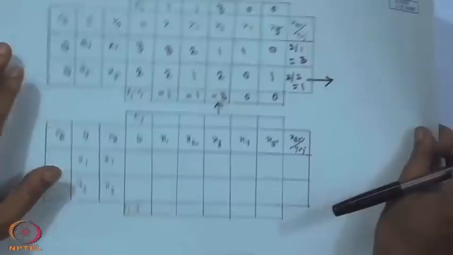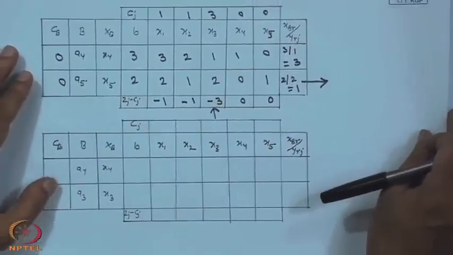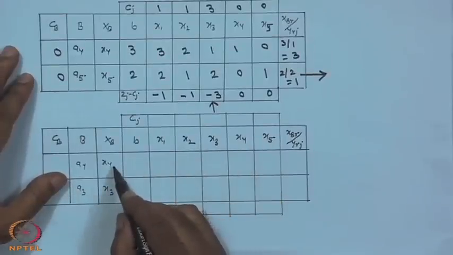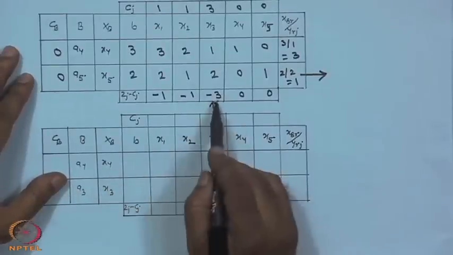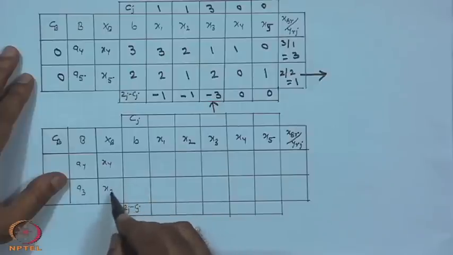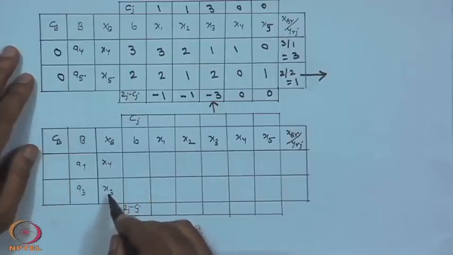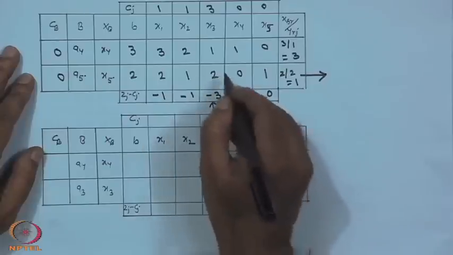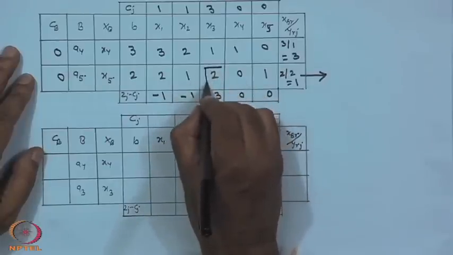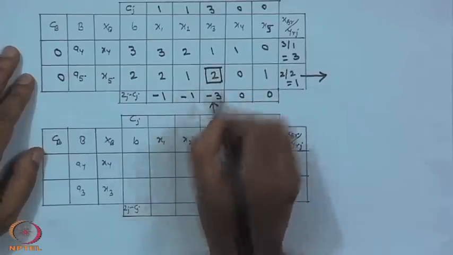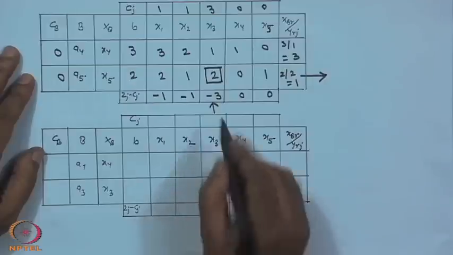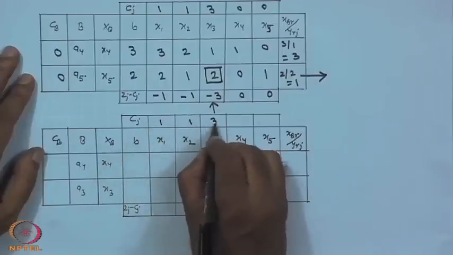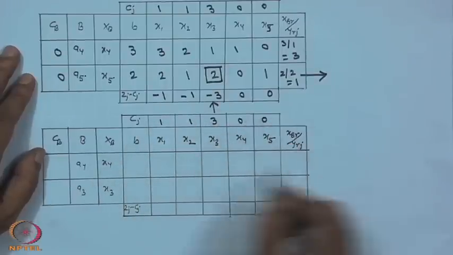From this table, again we are calculating the next one. If you see the next table, I have already written that x4 is there in the basis. From the earlier table x5 has gone out and x3 has entered. So, your pivot element for this case is this one. Now, once you are writing this, your Cj remains the same: 1, 1, 3, 0 and 0.